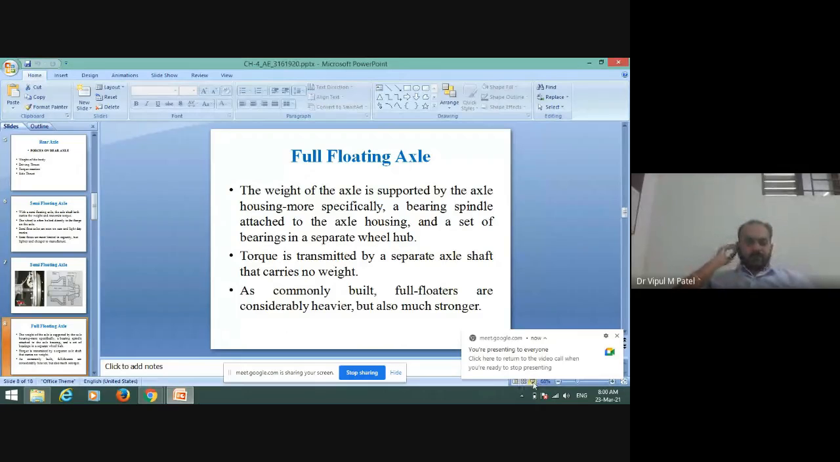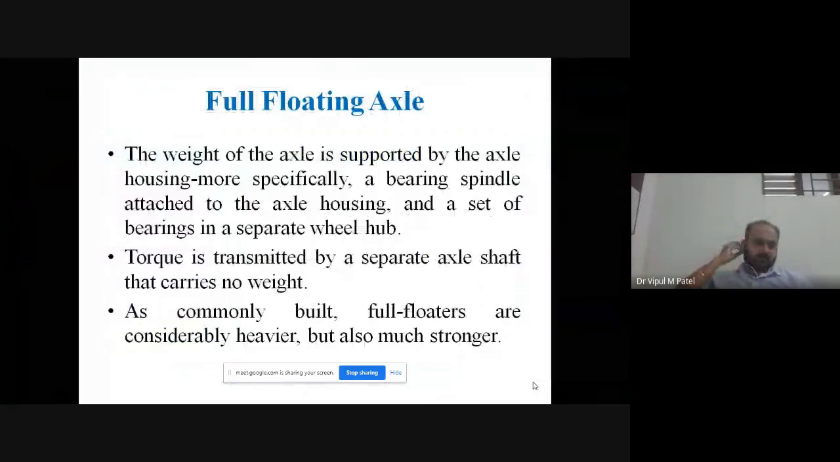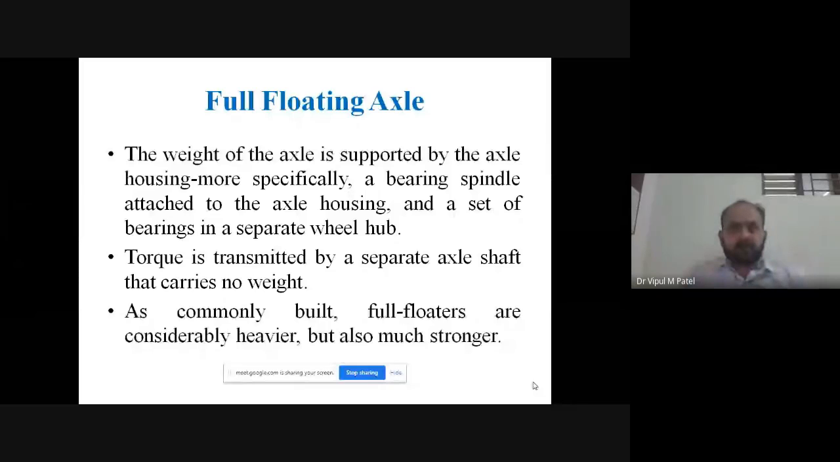Up to here we have completed. The weight of the axle is supported by the axle housing more specifically. So this type of axle is supported by the axle housing, and more specifically, a bearing spindle attached to the axle housing and set of the bearing in a separate wheel hub, and we can say torque is transmitted by a separate axle shaft that carries no weight. This is called full floating axle.